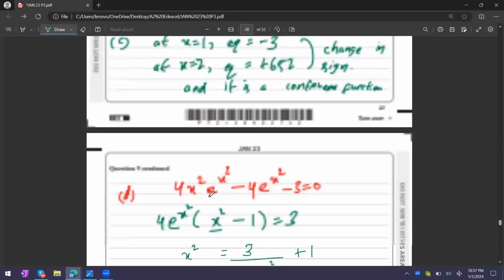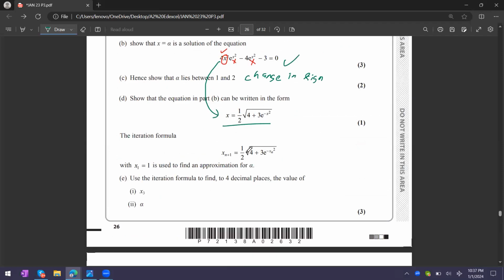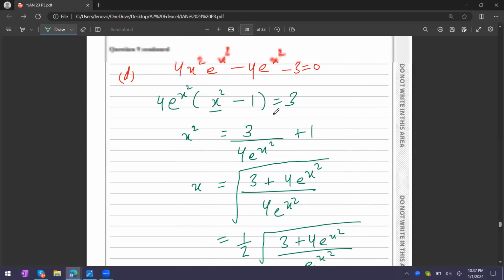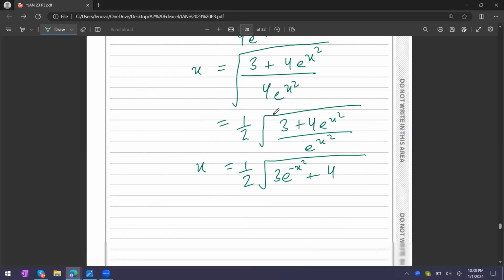You can check now. 1 by 2, 4 plus 3 e raised to power minus x square. It was just a 1 mark question. Wow, I think I did it a little long way. Yeah, it can be done a little faster also.